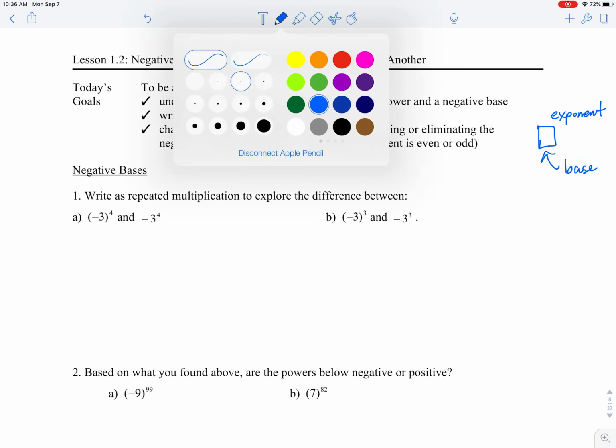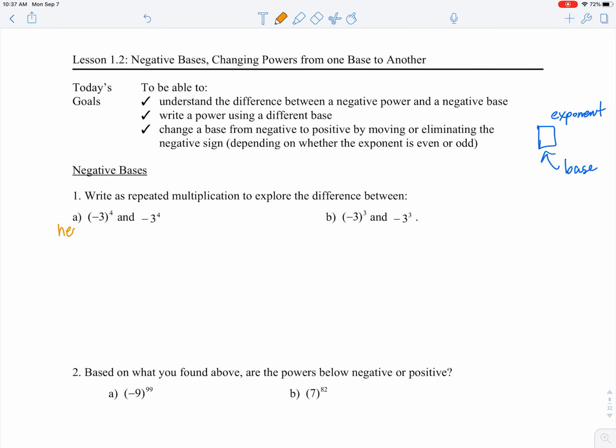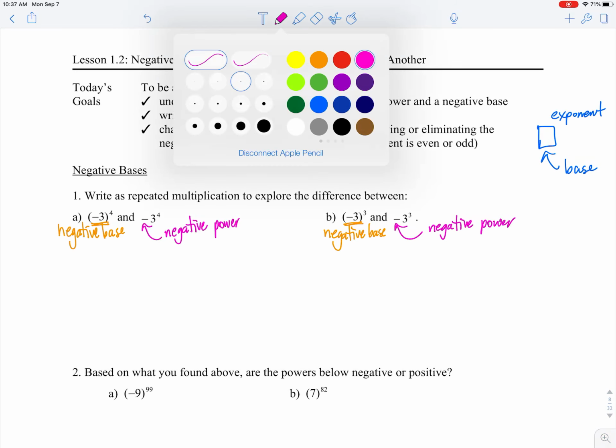So this first one here, this is a negative base because this is the part that is multiplied by itself 4 times. And so over on part B, this one is your negative base. But then without the brackets, when you just have it out front, this is saying that we have a negative power. So find out what 3 to the 4 is and then make it negative. Same with this one here. This means we have a negative power. So we're going to look at the difference between those two.